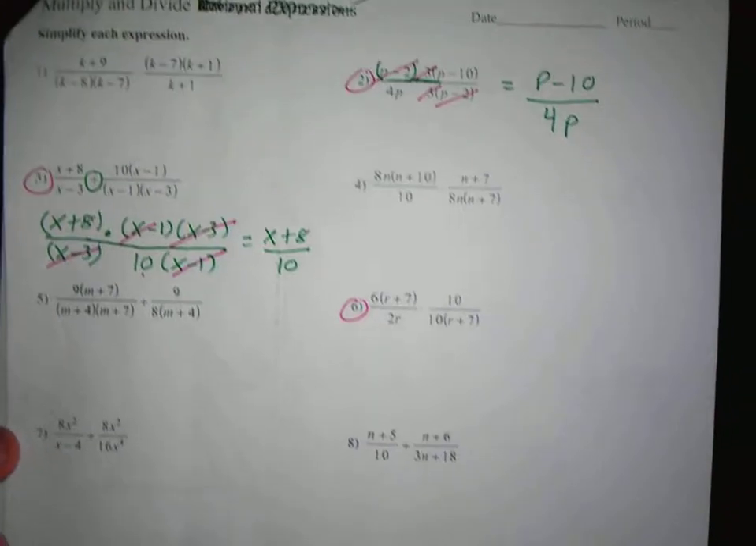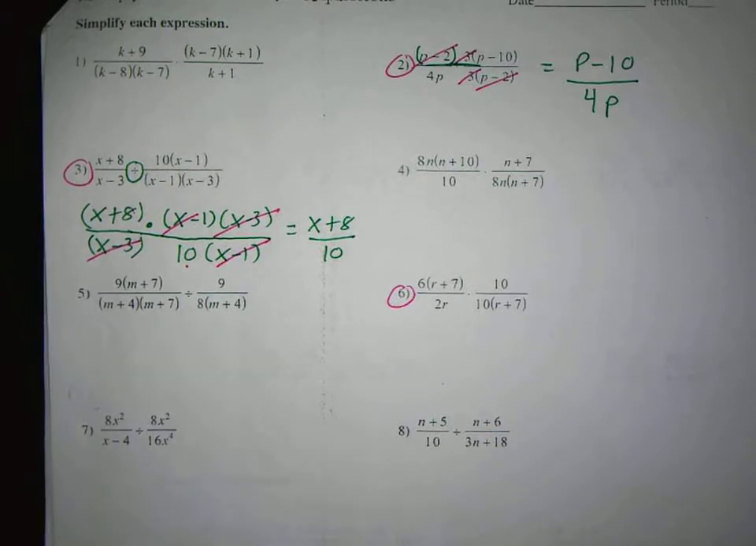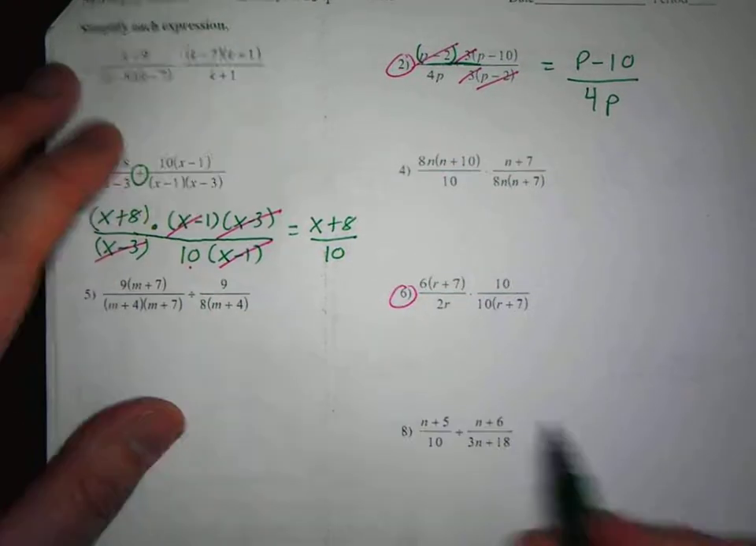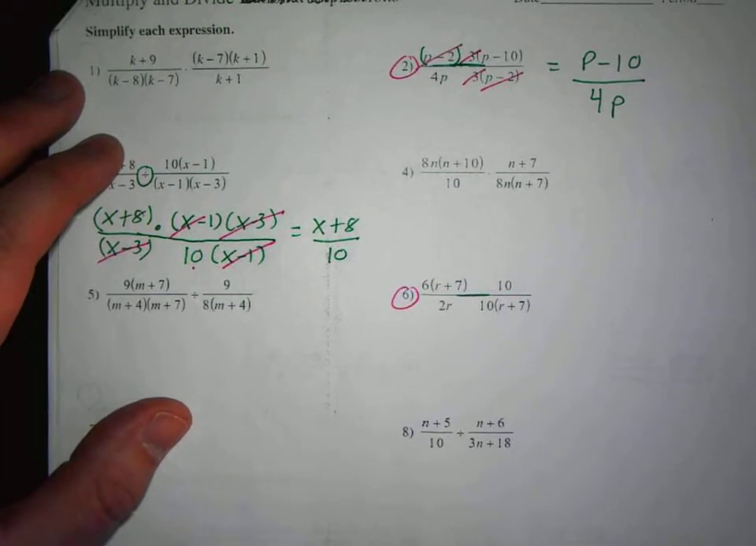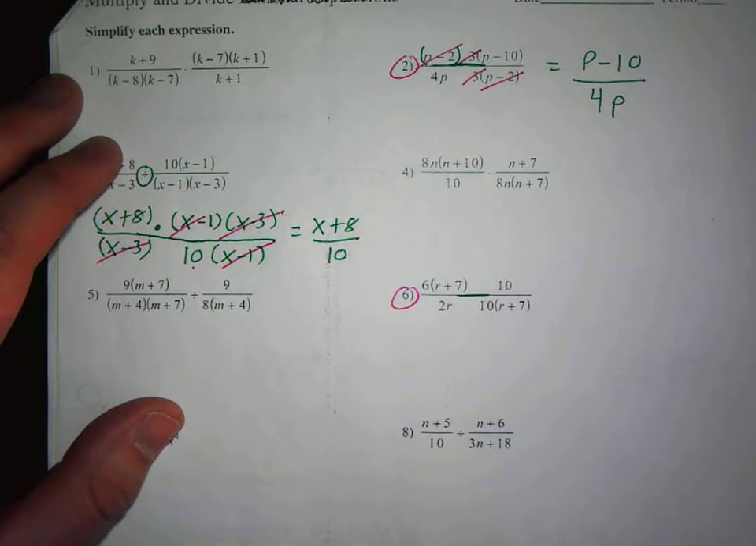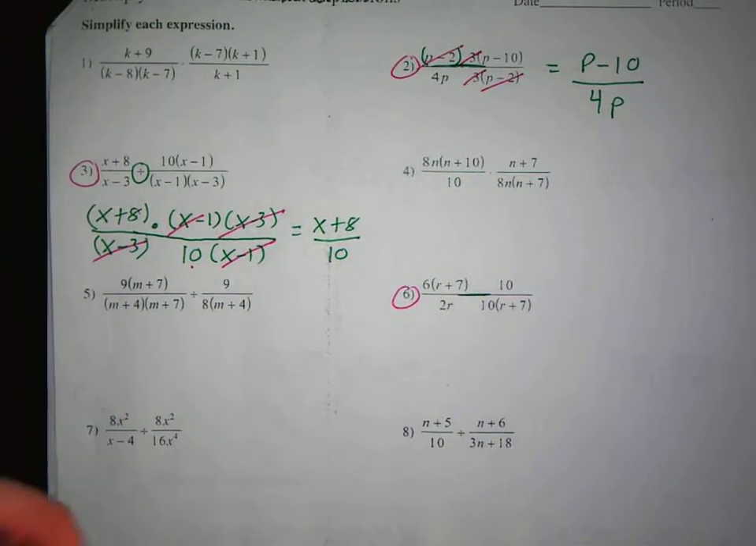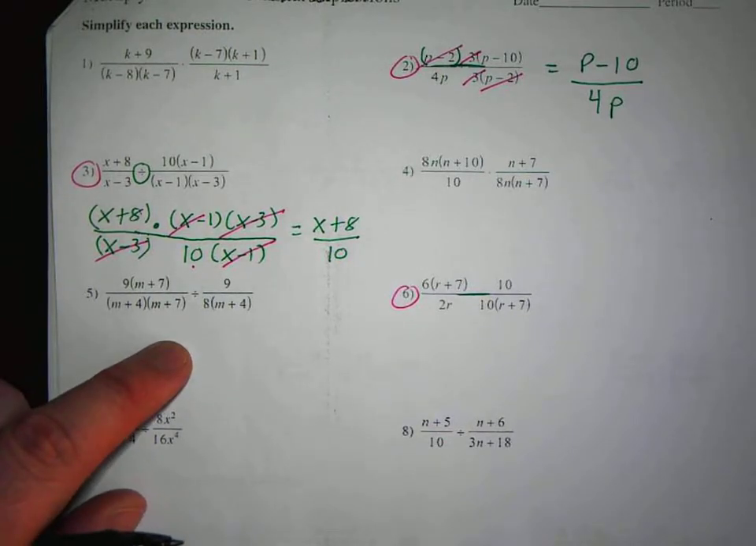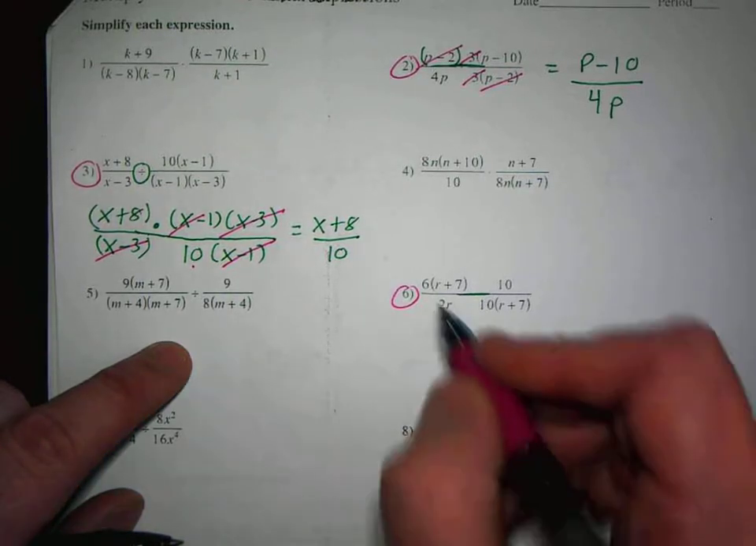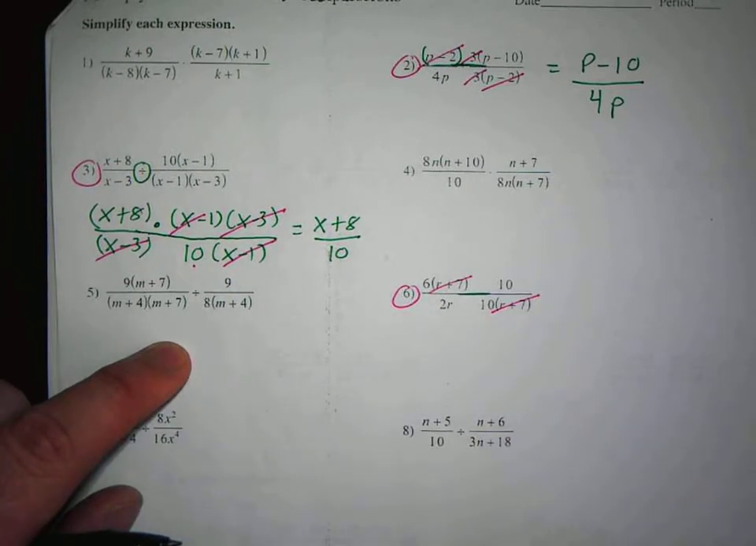All right. Number 6. It's already multiplication. Like I said, I usually just make it one big fraction, okay? Now, everything is already factored. So what can I eliminate? Is that the answer, 6 over 2r? Well, let's see. So I could eliminate what? R plus 7? Okay, I agree with you. What else? The 10s?